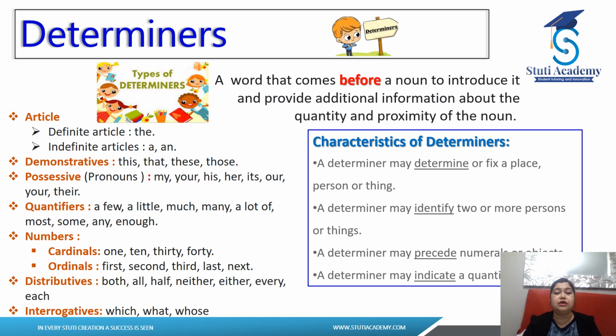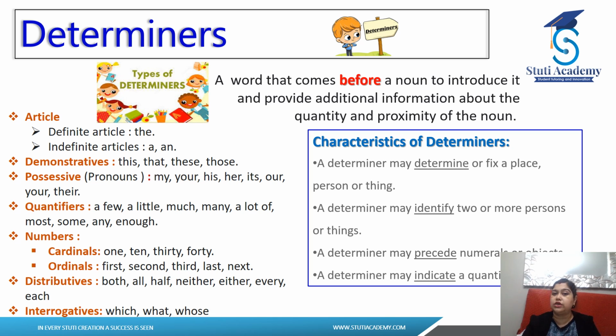The second one we have here is demonstrative determiners. Demonstrative determiners are something that will tell you about the proximity, whether something is close to you or further away. So demonstrative determiners are this, that, these, and those. Then we have the possessive determiners. By this particular word, possessive means something in my possession. So the words are my, your, his, their, its, our. So these are the words for possessive determiners.